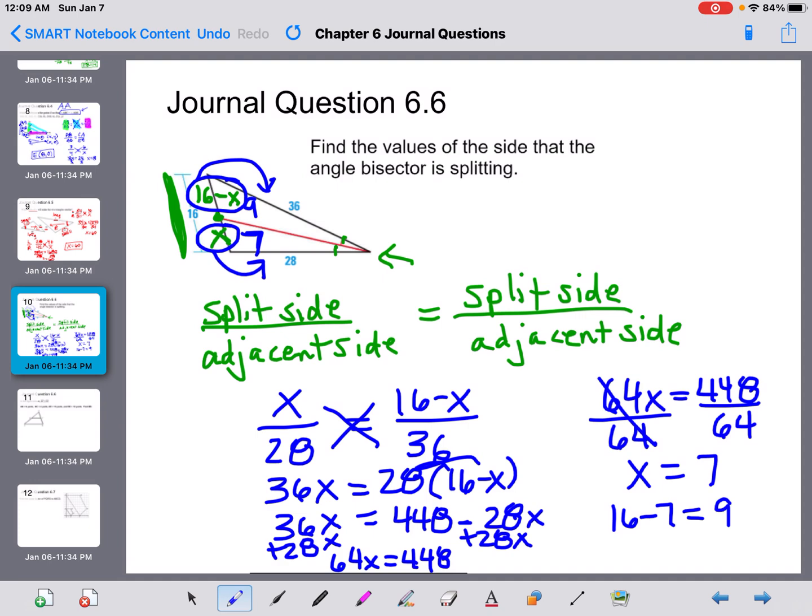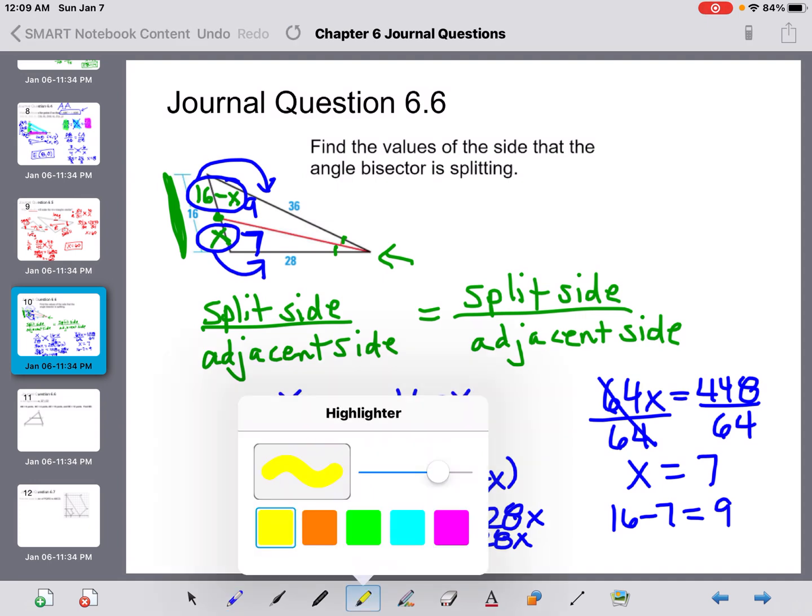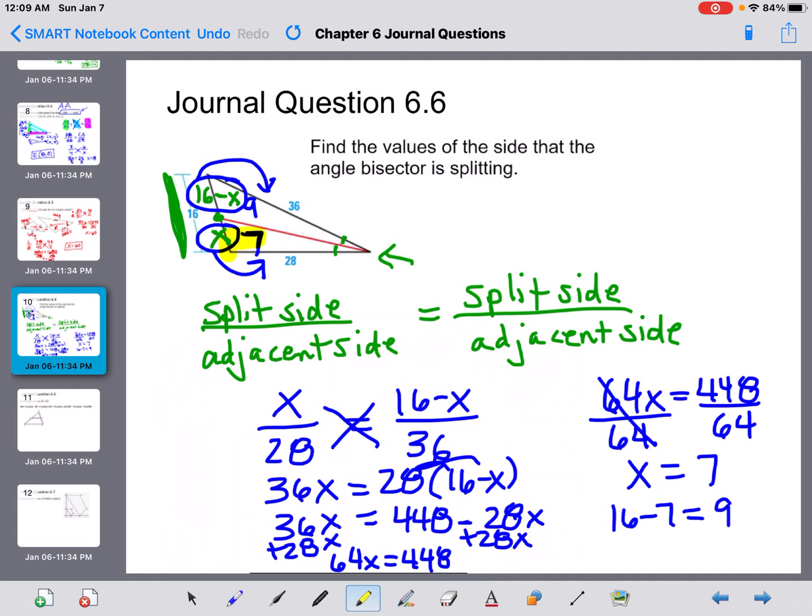Also notice here, because it's kind of good to see this, that this X or 7 here is closer to the 28. The 9 is close to the 36. So the smaller two go together and the larger two go together. That's the proportional part that you're going to have: a bigger with a bigger and a smaller with a smaller.